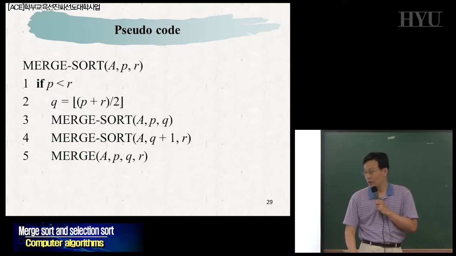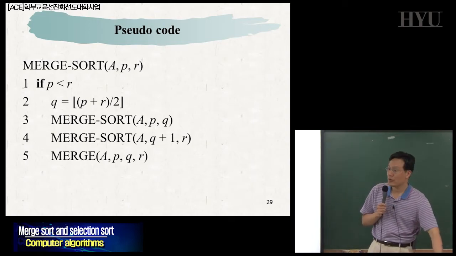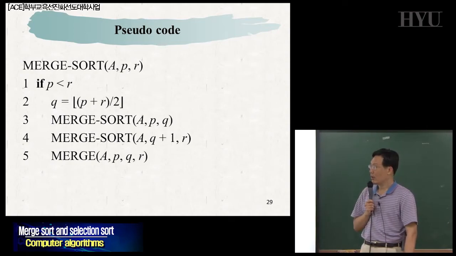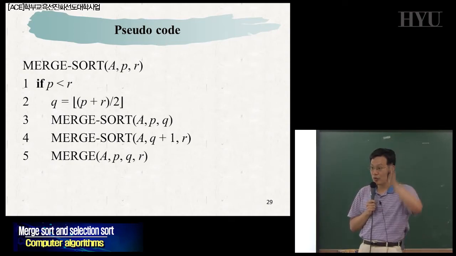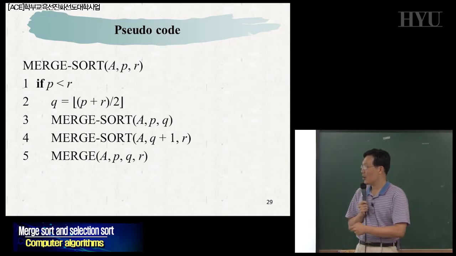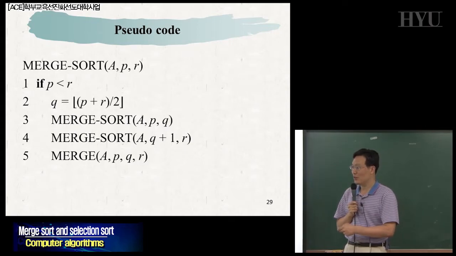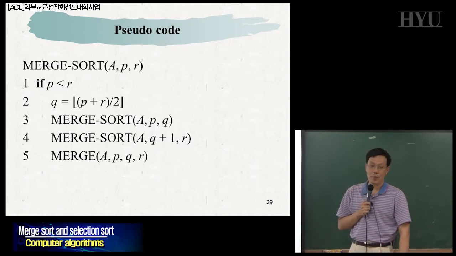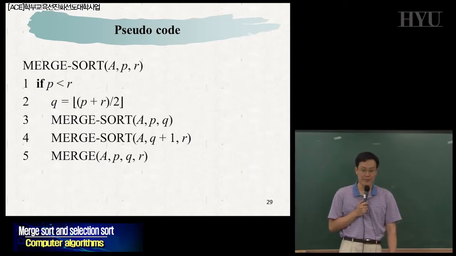Okay, what is line number 2? Okay, compute the center element, Q, the index Q, right? And what are the lines 3 and 4? Okay, recursively call merge sort on each subarray. And finally, we merge them. So these are 4 main steps of merge sort.